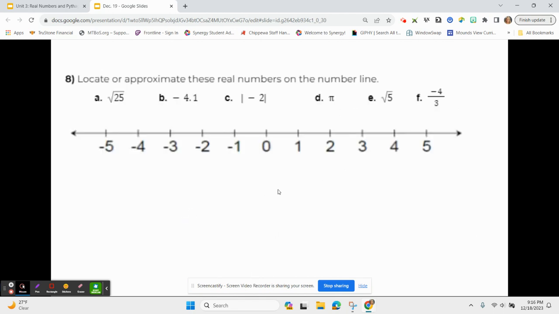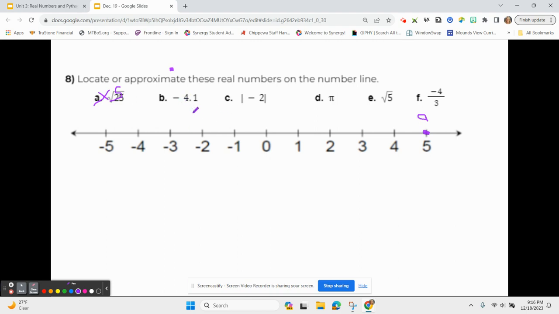We do have a number line, and you can see I've got 1, 2, 3, 4, 5, 6 different numbers. You are going to need to go through and locate or approximate these real numbers. To do that, plot them using a point on the number line. So let's do this easy one together right here. Square root of 25 is 5. So I'm going to find my number 5, and I'm going to plot that just like this. And I'm going to use the letter A right above to say there's the location.